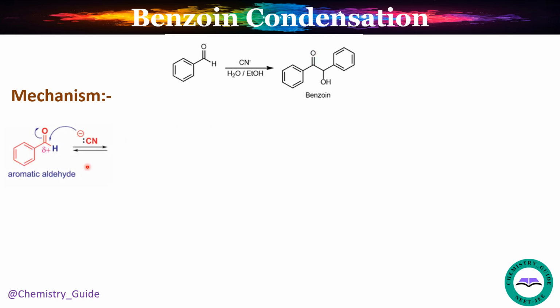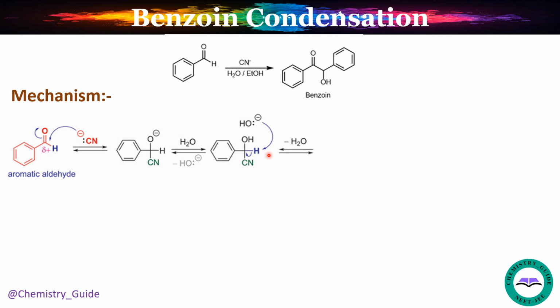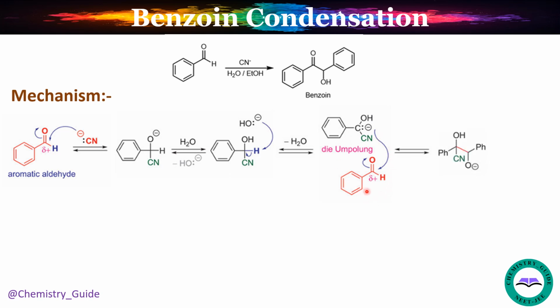In the first step, in the reaction of the aromatic benzaldehyde, the cyanide attacks the carbonyl group to get the cyanohydrin derivative. This cyanohydrin derivative tautomerizes to get the OH cyanide. This is cyanohydrin. In the next step, the conjugate base formed in the reaction medium abstracts this acidic proton to get the anion over here. This anion attacks the second mole of benzaldehyde to get the condensed biaryl product.